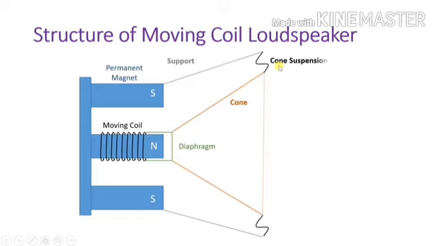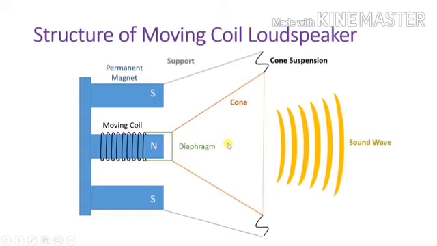And you can see here the cone suspension is there. That provides vibrational motion of this cone, as well as of this diaphragm, so that they vibrate over here. Based on the force acting on this diaphragm and cone, there will be motion of this cone plus diaphragm, and that motion will result in sound in this direction. You can see sound will generate in this direction. So this is how the structure is.